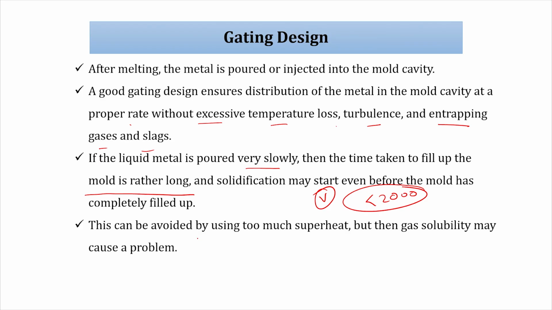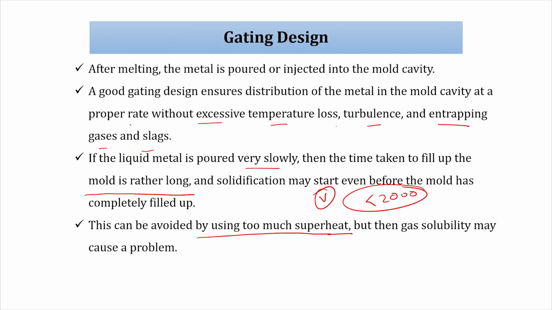Okay. So, that is why I discussed in the last lecture that your flow is turbulent, but you are not going to be extremely turbulent, you have to go from 2000 to 20,000 Reynolds number. Then this can be avoided by using too much superheat. You can avoid this even if you are filling at low velocity. Then what can you do? You put high superheat, then you can fill the cavity.